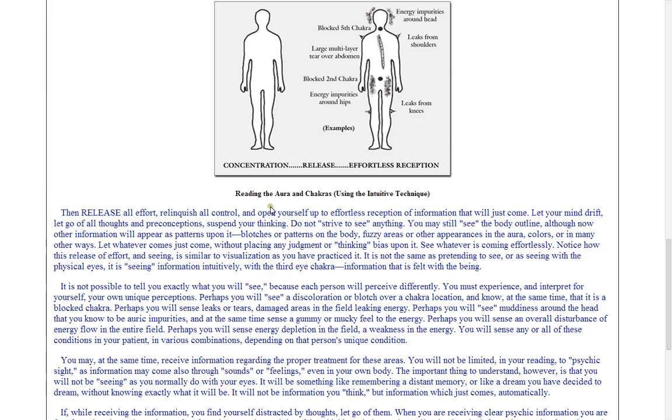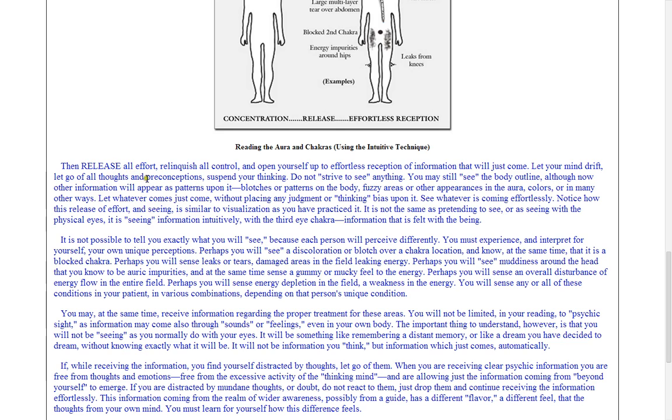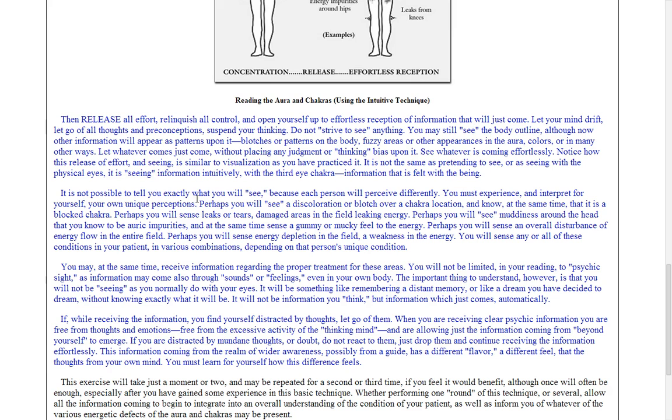Reading the aura and chakras using the intuitive technique. Release all effort, relinquish all control, and open yourself up to effortless reception of information that will just come. Let your mind drift. Let go of all thoughts and preconceptions. Suspend your thinking. Do not strive to see anything. You may still see the body outline, although now other information will appear as patterns upon it. Blotches or patterns on the body.